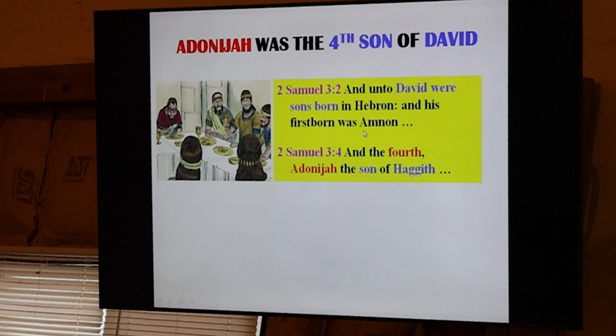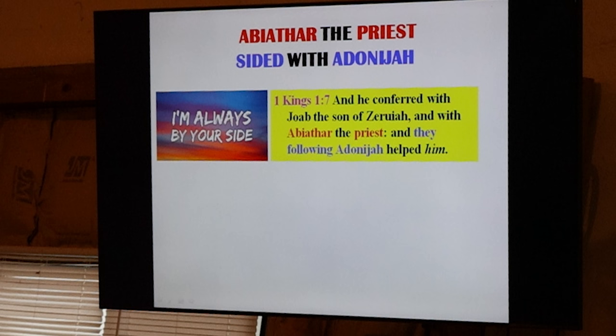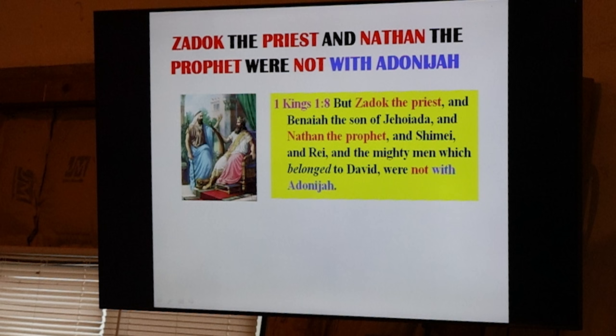And when Adonijah went out and proclaimed himself to be the king after David, Abiathar the priest was with him in that proclamation. Abiathar the priest helped in following Adonijah. So then what happens is Nathan the prophet, learning that Adonijah is doing this, along with Zadok the priest, they go and approach David. Two things: number one, they were not a part of the proclamation of Adonijah being king. They were not with Adonijah.